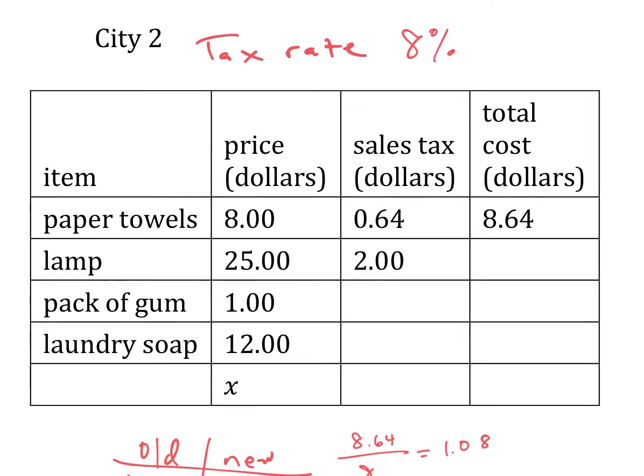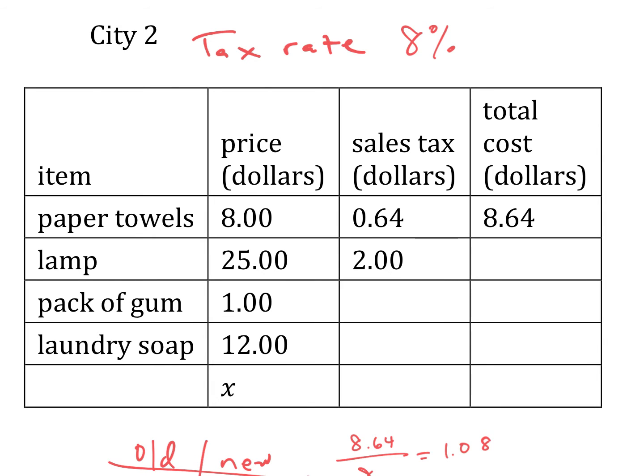Okay, let's finish filling out the table. The total cost for the lamp in this city is going to be $27. To figure out my sales tax for the pack of gum, I'm going to multiply by 0.08. Again, make sure you take it out of percentage form. It's not 0.8, it's 0.08. So that's 8 cents. And then I add it together to get $1.08. For 12, again, I multiply by 0.08, which is 96 cents. So my total price is $12.96.